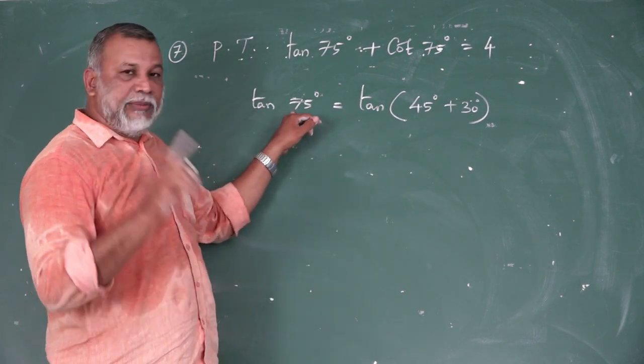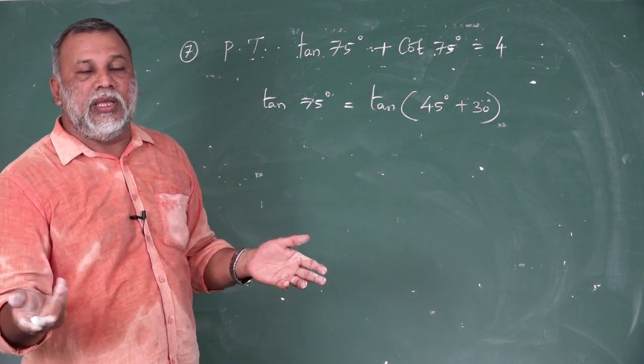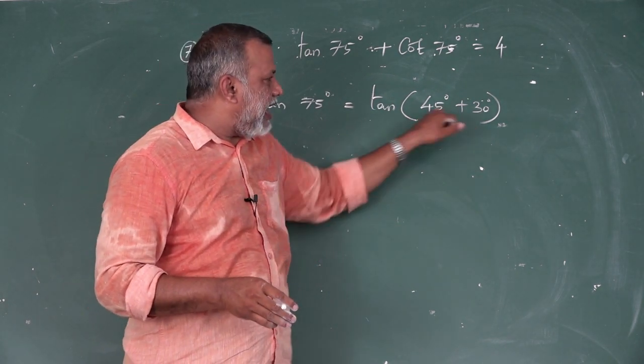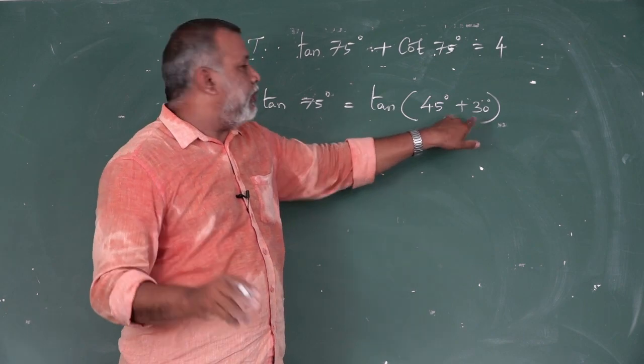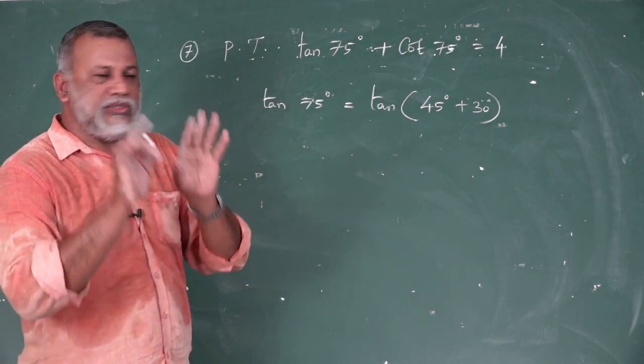Tan of 60 plus 15 we can write like that. But 15 is unknown from the table. So you must split the values into known values. So tan 45 known value, 30 known value. If you are adding these two, we can get 75. That is the important logic.